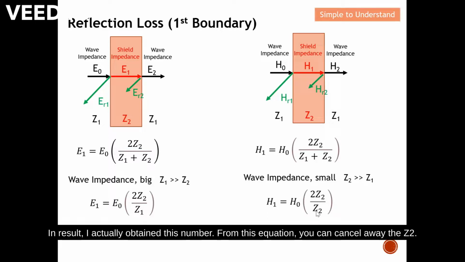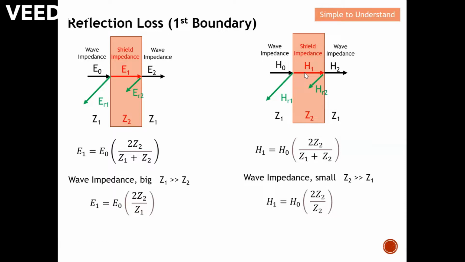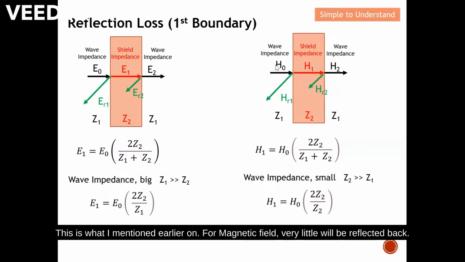So from this equation, you can cancel away the Z2. So you actually can see that H1 is about the same as H0, which means that most of the incident wave will be able to penetrate through the first boundary. This is what I mentioned earlier on. For magnetic field, very little will be reflected back. Most of the magnetic field will continue to penetrate through the shield.